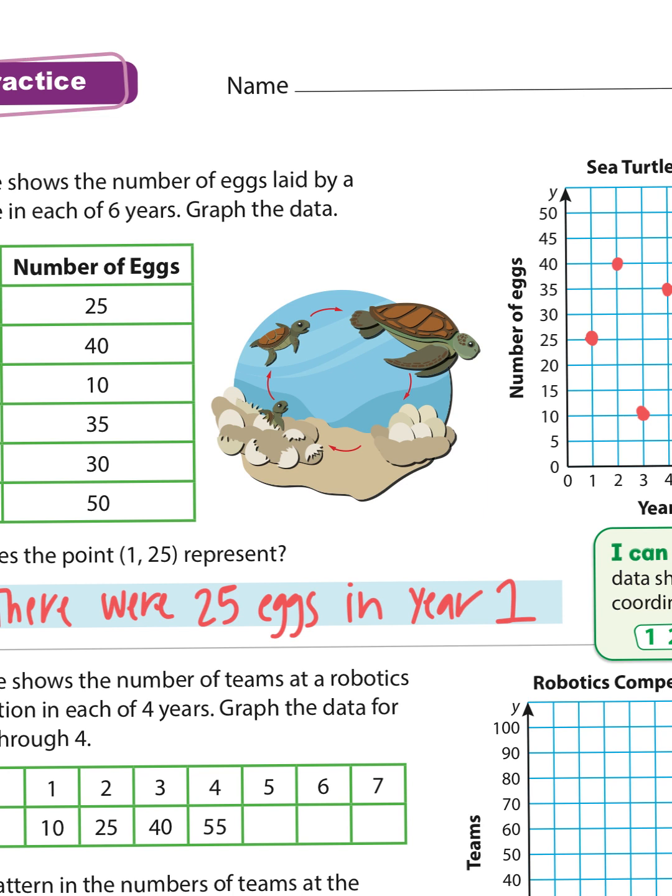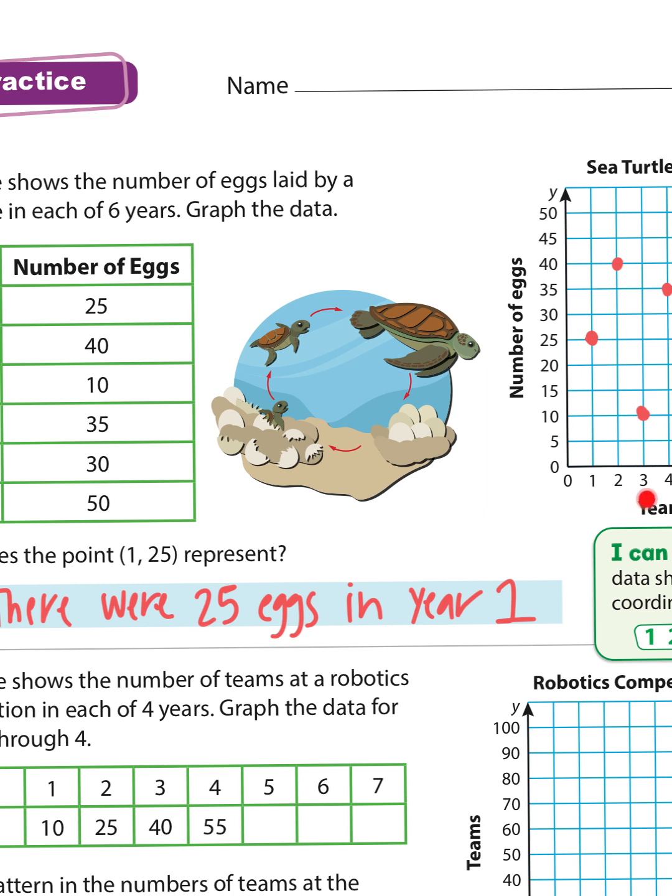In your practice, you're going to have problems just like some of the ones that we're doing right now. So if you have questions, ask now before you get to your independent practice. Okay, does everybody understand this question? You're going to have a question just like this. What does the point (1, 25) represent?